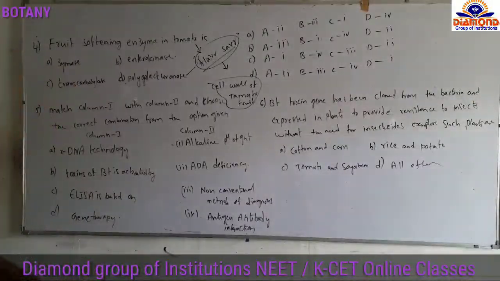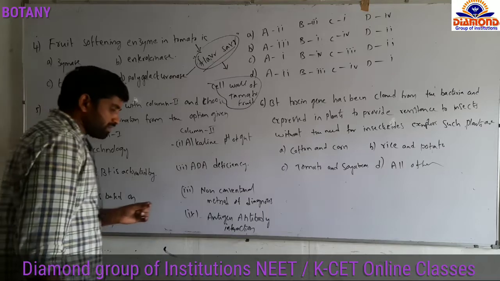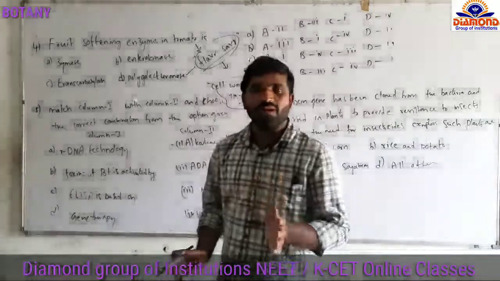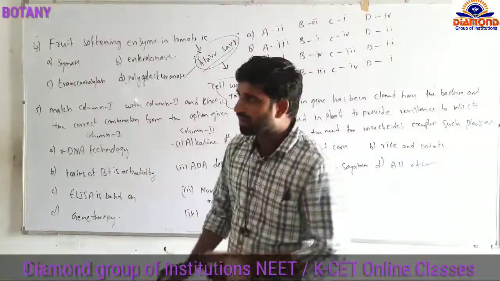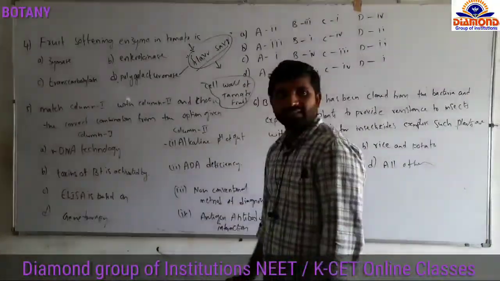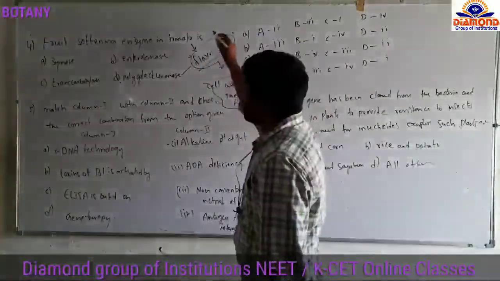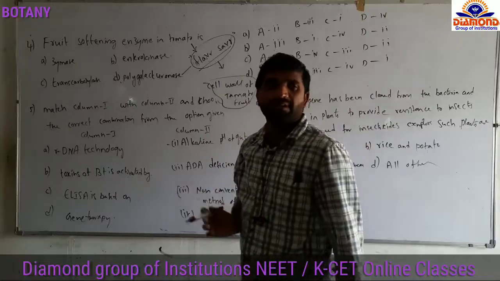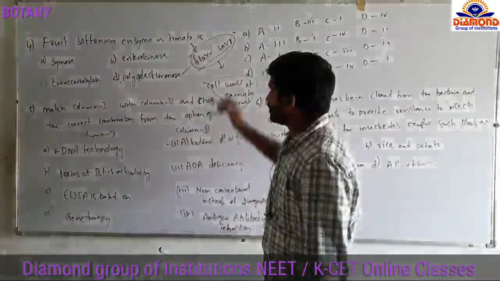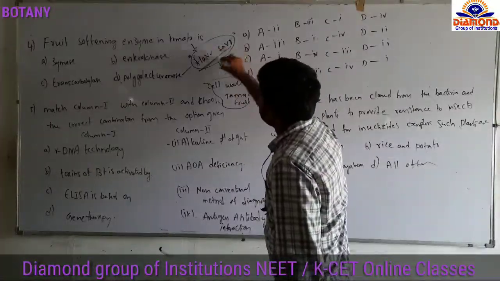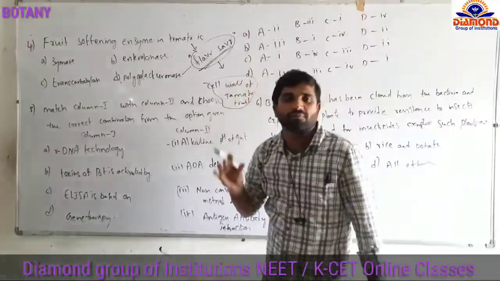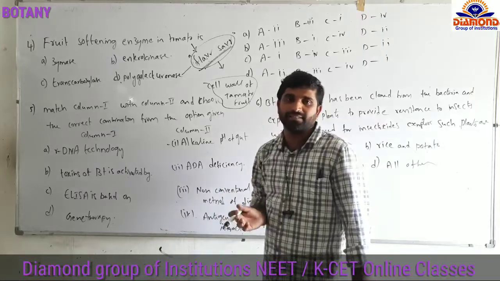Next question. The fruit softening enzyme in tomato is polygalacturonase. Actually, you want to know the applications in biotechnology. By using biotechnology, we can delay the ripening of fruit. The new variety of tomato is the Flavr Savr tomato. In the Flavr Savr tomato, the ripening of the tomato is delayed.